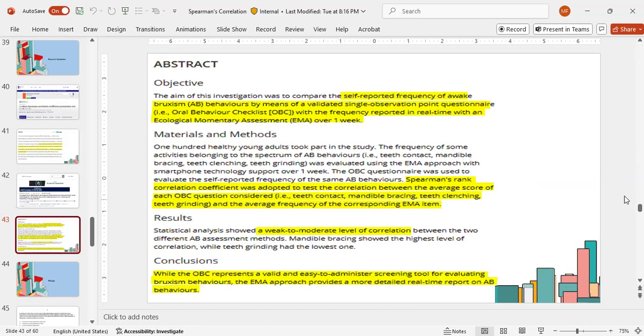In the materials and methods, Spearman rank correlation coefficient was adopted to test the correlation between the average score of each OBC question considered, that is teeth contact, mandible bracing, teeth clenching, teeth grinding, and the average frequency of the corresponding EMA item. The results showed a weak to moderate level of correlation. We concluded that while OBC represents a valid and easy to administer screening tool for evaluating bruxism behavior, the EMA approach provides a more detailed real-time report on AB behavior.